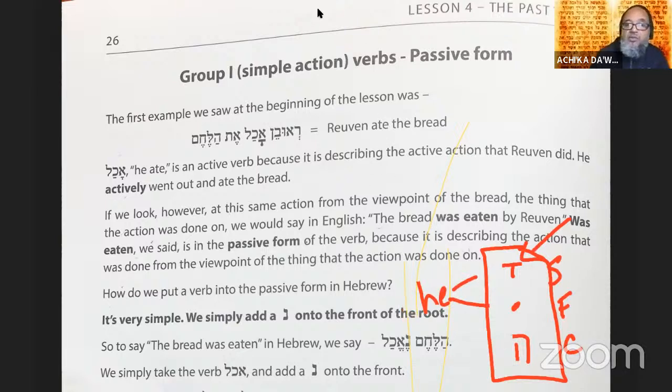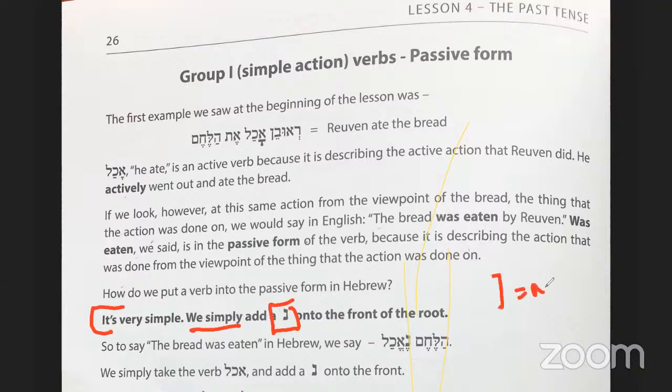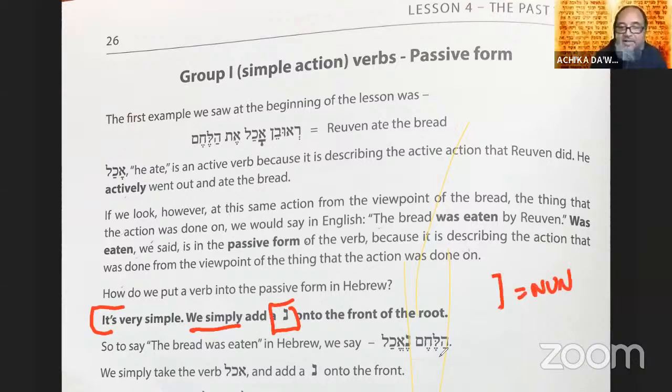And so in order for you to know the form, what they're going to tell you is very simple. All they do to make something from active to passive is they just add this letter. You get another piece to your puzzle today. And what letter is that? None. That's the none right there. And all they're going to do is add that letter onto the front of the root. And they're going to give us some examples.